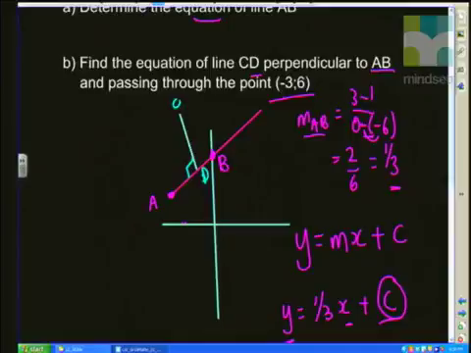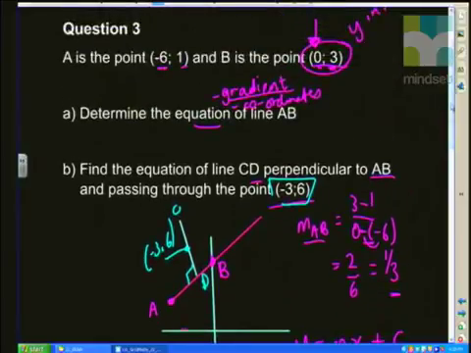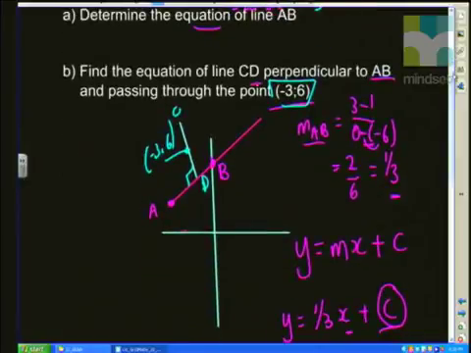They give us a point. They give us that this line is passing through x is minus 3 and y is 6. So let's just say that's somewhere there, a point on the line. That's minus 3, 6. They want us to find the equation of CD. Remember, you're finding the equation of the straight line. You need a gradient and a set of coordinates. You've got the coordinates, but you don't have the gradient. So how do you find the equation of this line that's now perpendicular to another line?